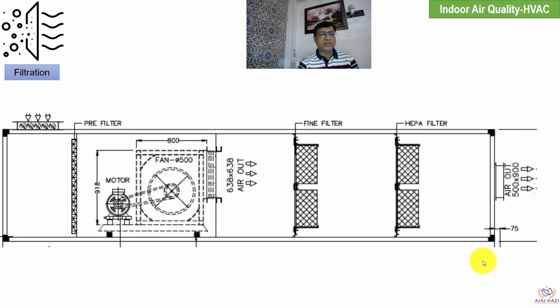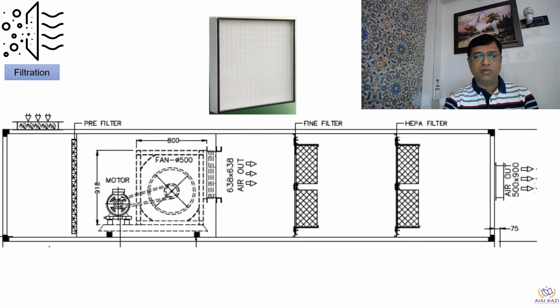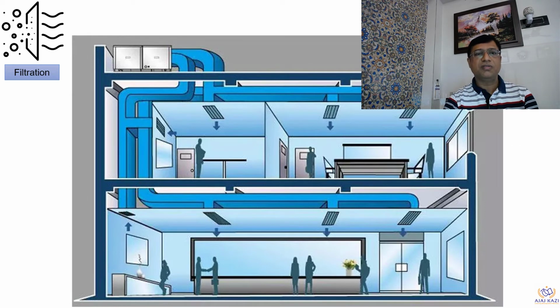Next one is filtration. Now filtration, as I said, has many stages. If you look at this unit, which is an air handling unit, it has a pre-filter over here. This has a fine filter and a HEPA filter. These applications may differ from application to application, right? So this is how the air comes in. It goes through the pre-filter, goes through the fan, then the fine filter and HEPA filter, and then it is supplied to the area where it is required. So this is one picture of the filtration, and this is how the filtration happens.